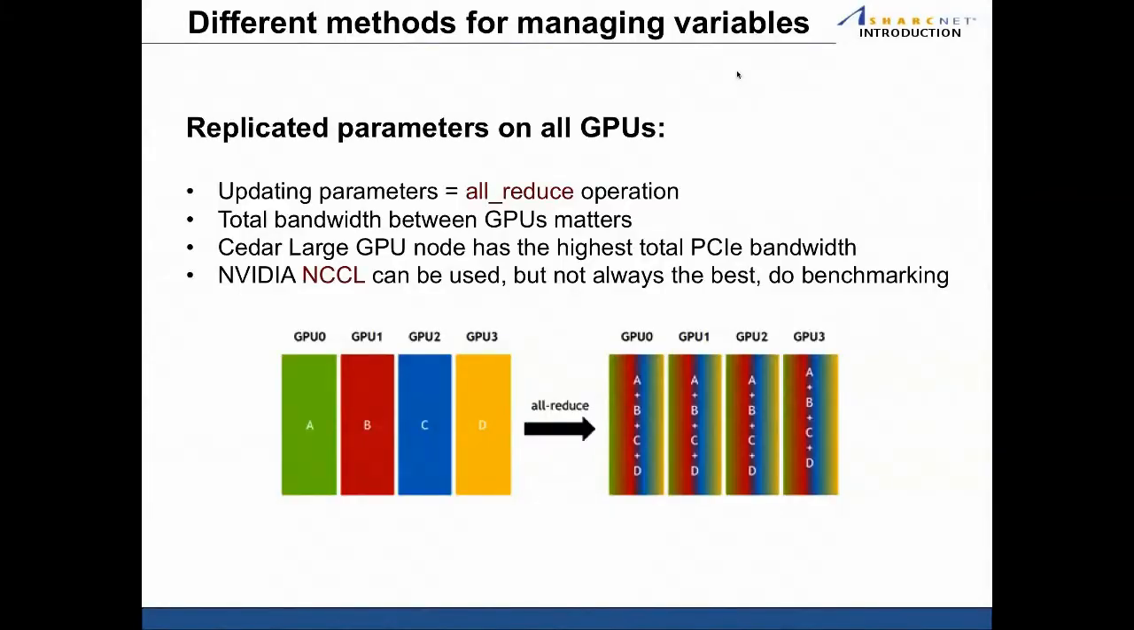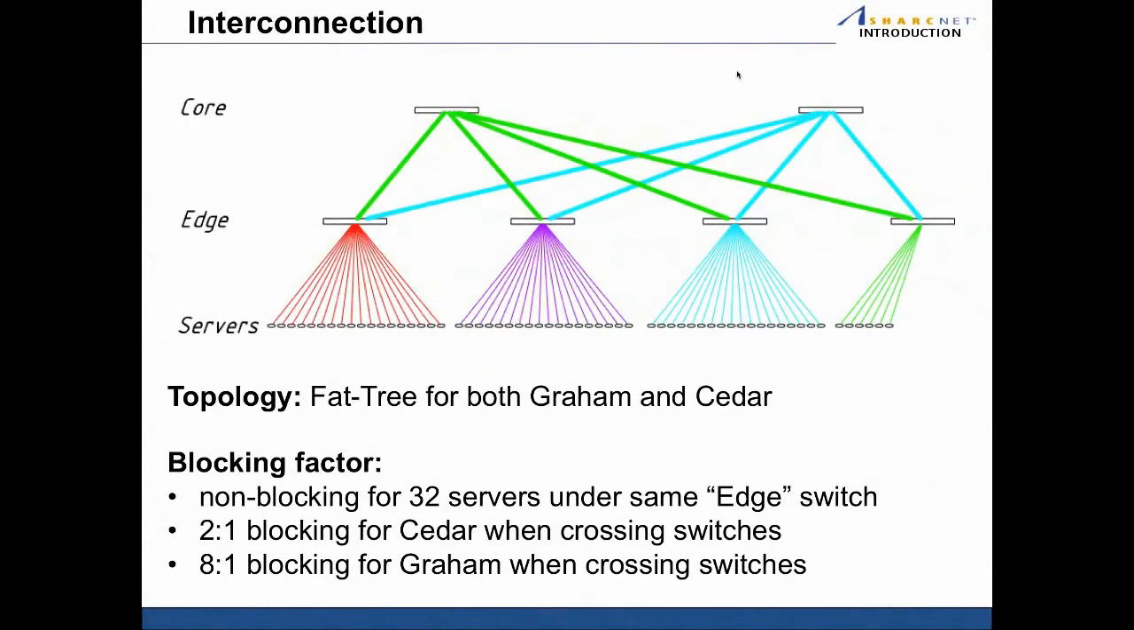All the benchmarks I showed you are only for training the neural network within the node. That means you use up to 4 GPUs. If you want to train your model on multiple GPU nodes, then you should think of the interconnection between the nodes. The network topology on Graham and Cedar is the same fat tree topology, but the blocking factor is different. The first thing is that you get non-blocking communication for 32 servers under the same edge switch.